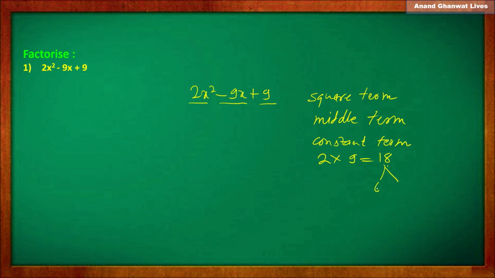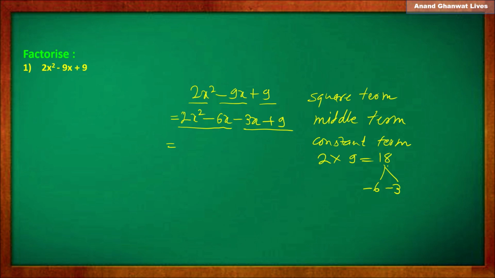So 6 and 3 are the factors, and since their addition is negative 9, we have to give negative sign to both of them. So negative 6, negative 3. So 2x square minus 6x minus 3x plus 9. Now take common factors from first and second term and third and fourth term.